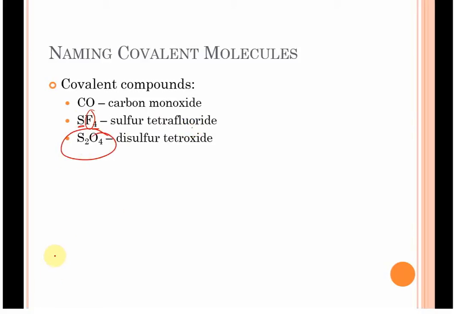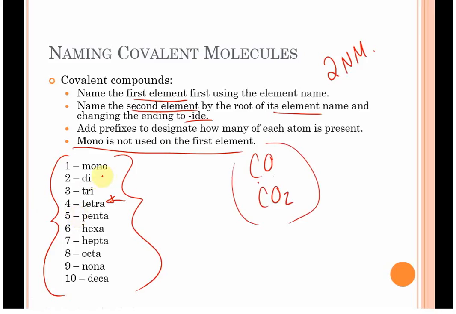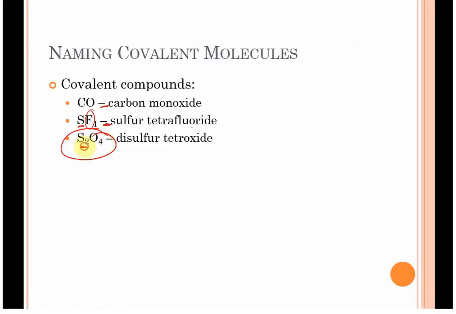Here we have S2O4. We don't use mono on CO or SF4 because there's only one, but if there's more than one on the first element, we have to use a prefix. So S we name as sulfur, oxygen becomes oxide, and then we go back to add prefixes. 2, we're going to use the prefix di. 4, we're still going to use the prefix tetra. So this is disulfur tetraoxide.